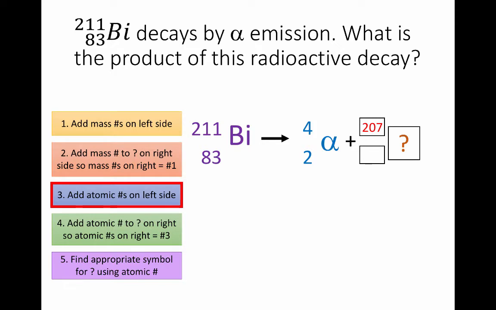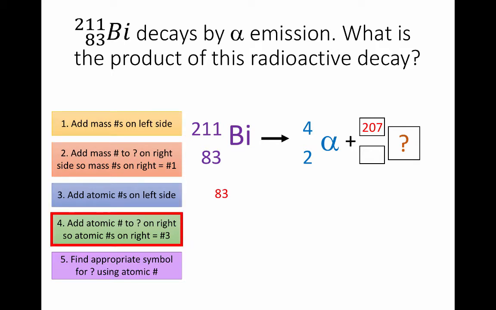Now let's figure out the atomic numbers. On the left side, we have a sum total of 83 for atomic numbers. On the right side, we have to add up to 83. We have two things. 2 plus something equals 83. 2 plus what equals 83? 81. 81 plus 2 equals 83.